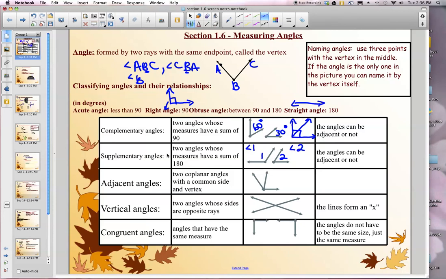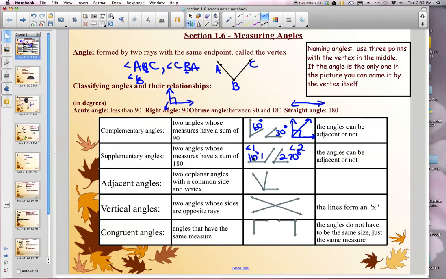Supplementary angles basically work the same way, except that they go to 180. So these two angles, angle 1 and angle 2, would add up to 180 degrees. Angle 1 might be 110 degrees, and angle 2 then would have to be 70 degrees, so that when you added them together, they would add up to 180 degrees. Okay?